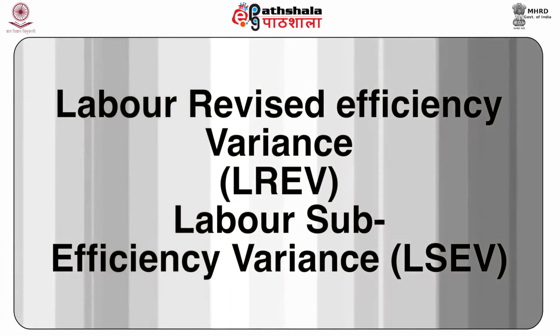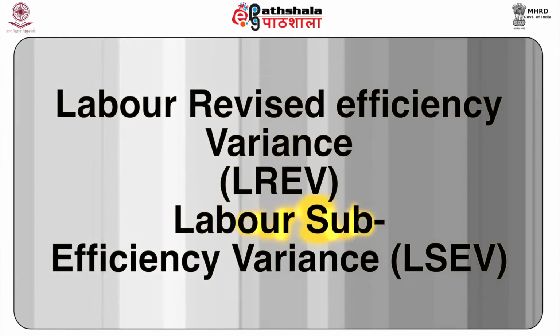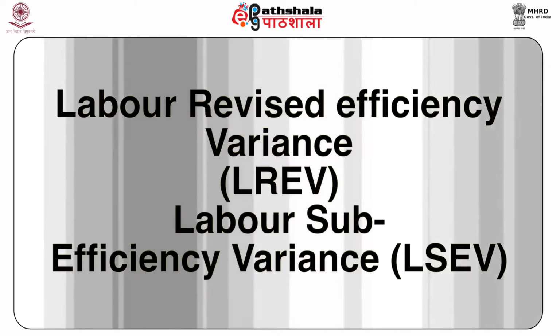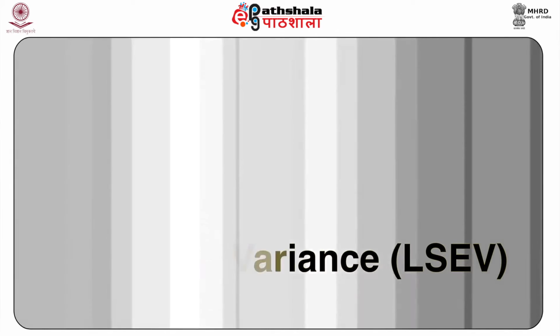We will now understand labor revised efficiency variance, in short LREV, or labor sub-efficiency variance, in short LSEV. There can be reasons other than those belonging to idle time variance and labor mix variance that contribute to labor usage variance. This variance takes into account those reasons and takes the difference between standard hours and revised standard hours. Where there is no difference between the total actual hours of all the labor and total standard hours of all the labor, the revised standard hours would be the same as standard hours, resulting in no labor revised efficiency variance.